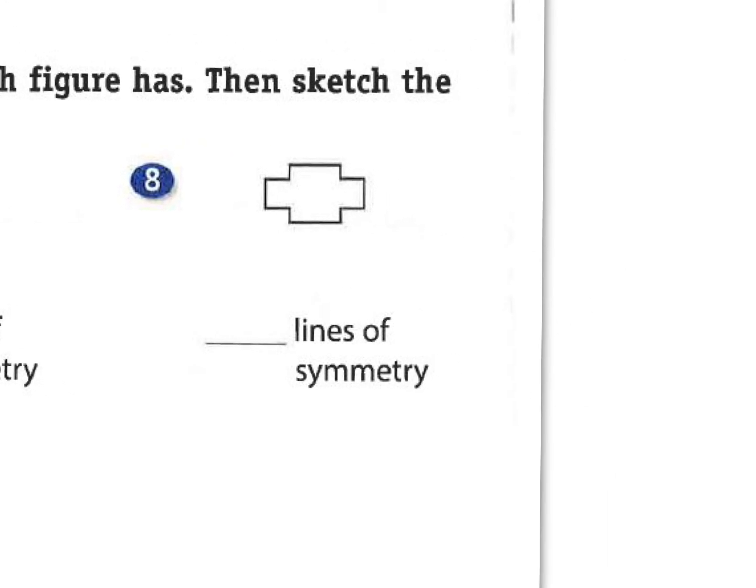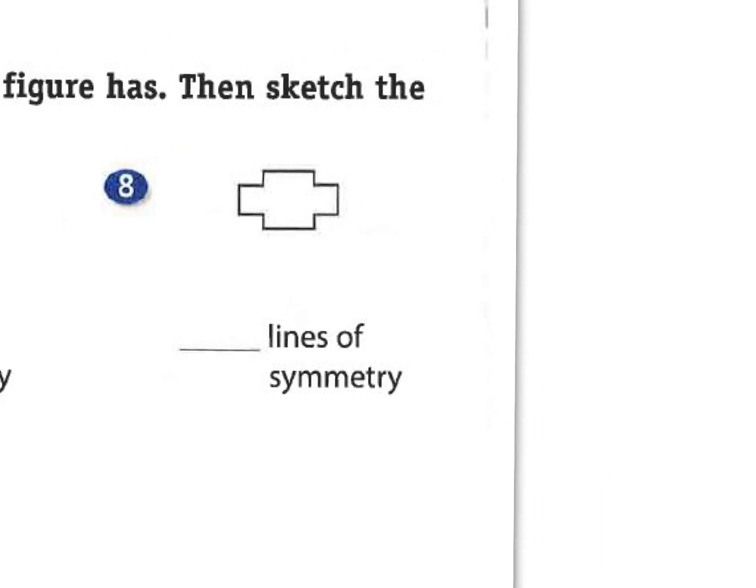And then this last one, number 8, this one's a little different, but we could fold right through the center there and then up and down. My line is not very good. Let me redo that. Sorry. So there, and then I think that is it. So this one has 2 lines of symmetry.